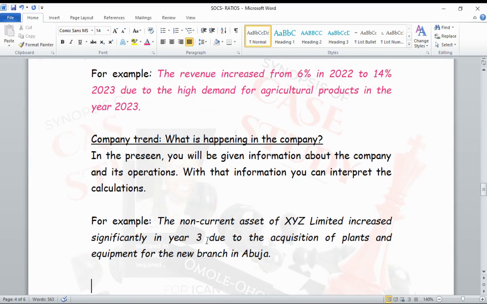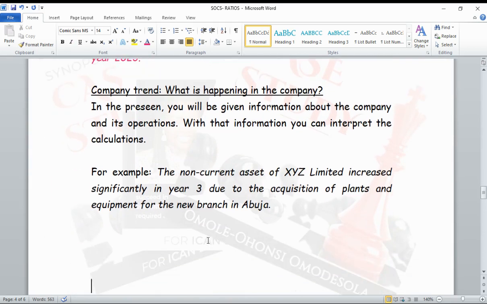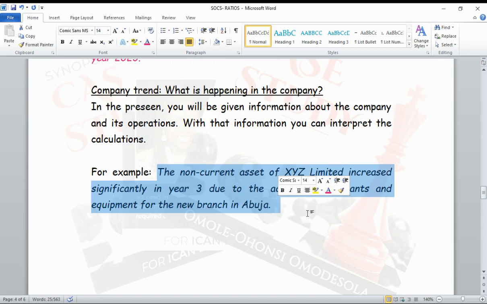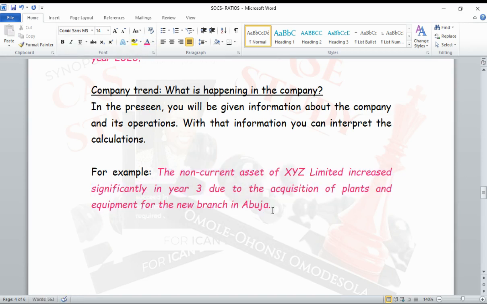How do you analyze using the company trend? Let's look at that. In the pre-seen as well, you'll be given information about the company, its operations, its history, everything that they are doing. So you can also analyze using the company trend. You can say something like this: the non-current assets of XYZ Limited increased significantly in year 3 due to the acquisition of plant and equipment for the new branch in Abuja.